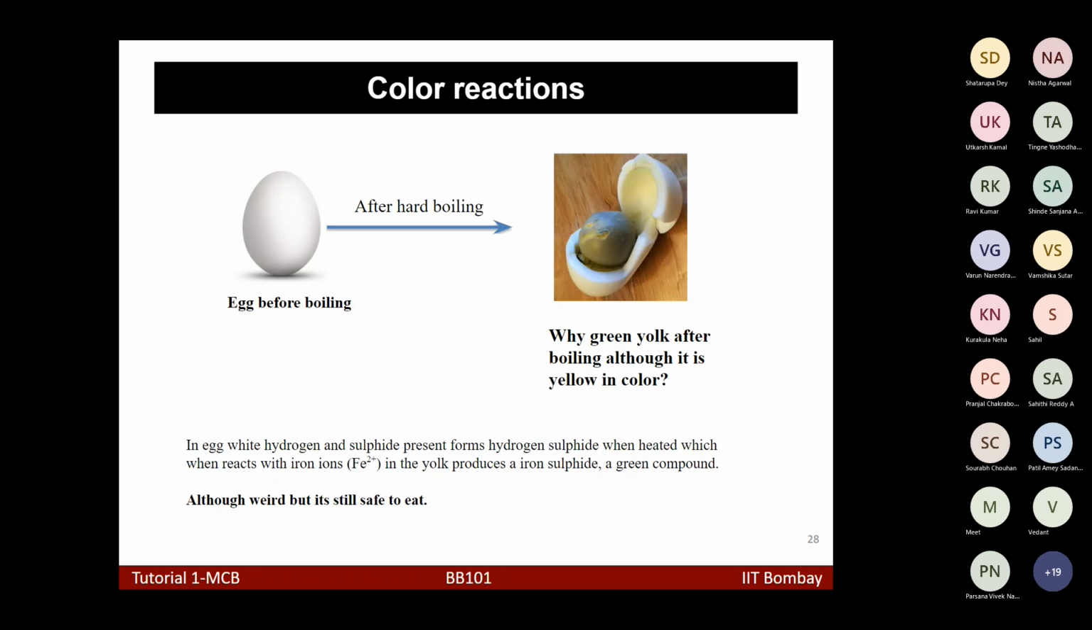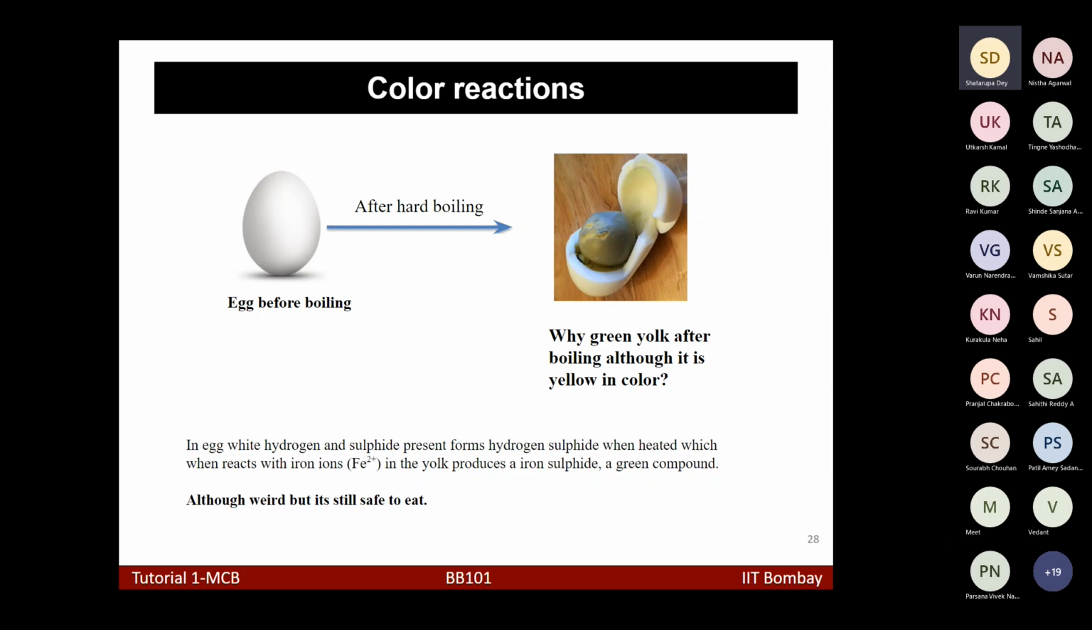So the next question comes: after boiling the egg, the egg yolk becomes green. So why is it so? It is already written, but you can also explain. Okay, Nishtha, you want to say something? Okay, Gayatri. Your hand is still up, that's why I called your name.